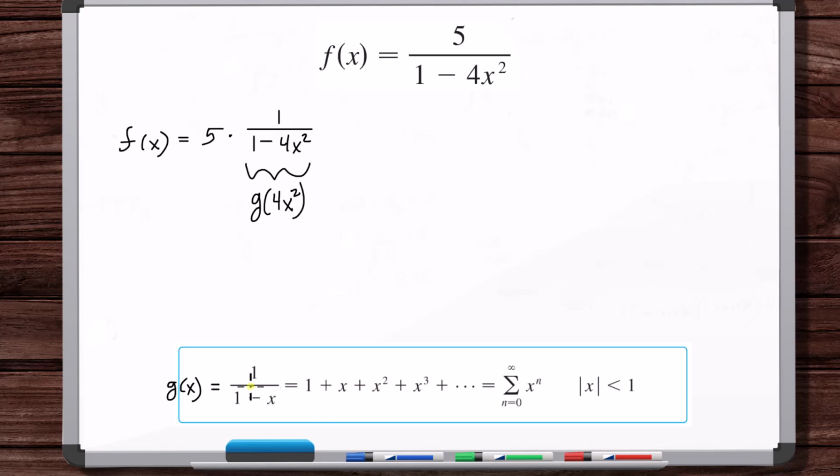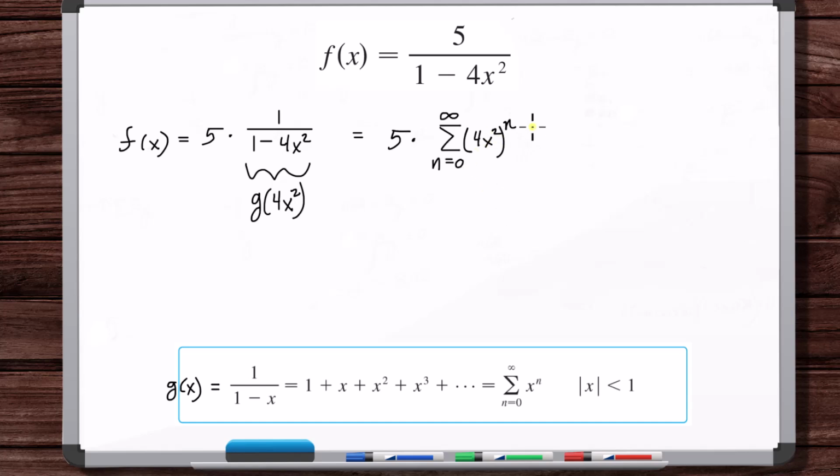Well, the whole idea is, forget about this. If we had g of 4x squared, what does that make this? This is what we want. We're just going to replace x with 4x squared. So we've got 5 times the sum from n equal to 0 to infinity, and there you go. That's f of x.